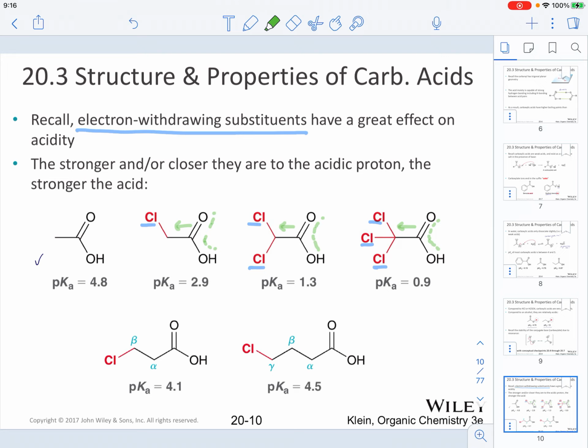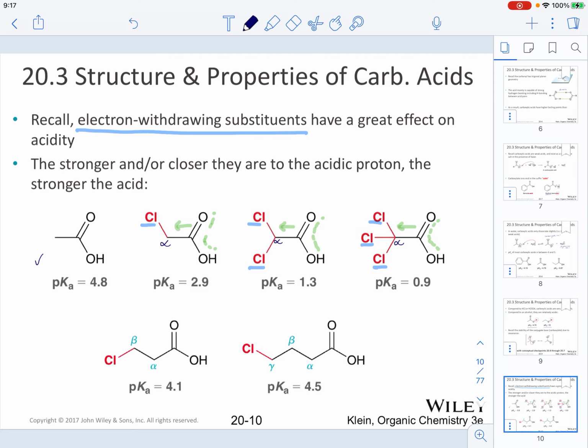That's why we see the decrease in the pKa, because once that proton leaves, we're going to have an ion that is stabilized. That being said, as I mentioned, those chlorines need to be at the alpha position, which is the carbon immediately attached to the C double bond O, as you can see in the illustrations. So the greater effect is going to happen when our electron withdrawing groups are at the alpha position. Compare that with electron withdrawing groups at the beta position or at the gamma position.